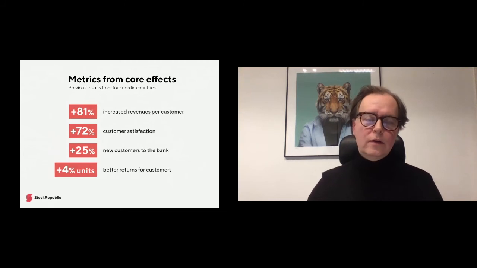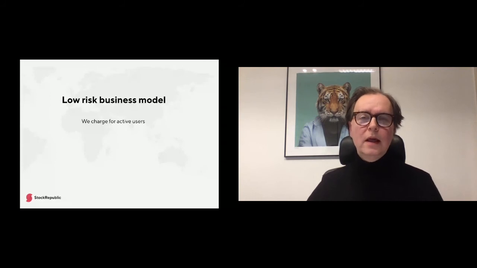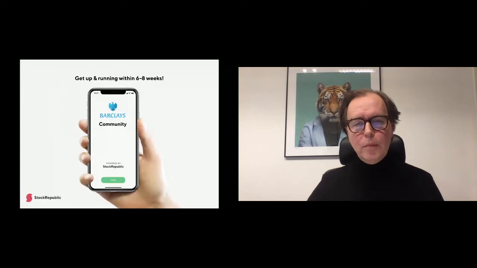So our business model is what we call a low-risk business model because we charge for active users. If people like it, it will cost you something, otherwise not. We use a lot of the open banking infrastructure coming up, so we can get up and running within 6 to 8 weeks with a pilot or a demo for selected customers if you want. So that is the short story. And please interact with me anytime.